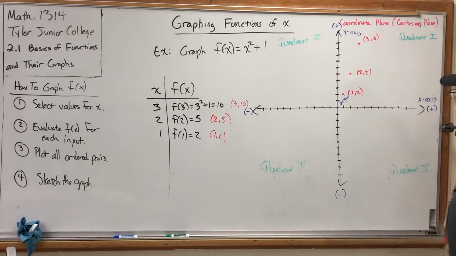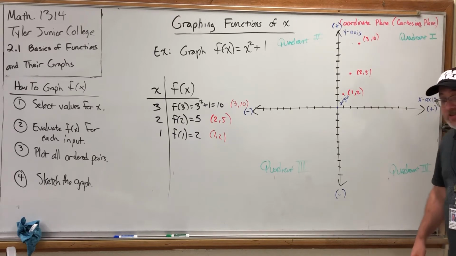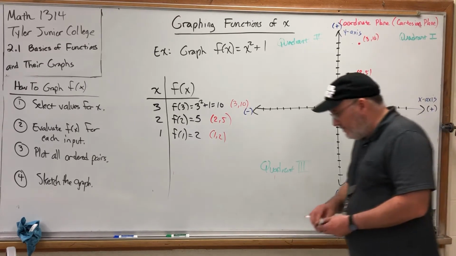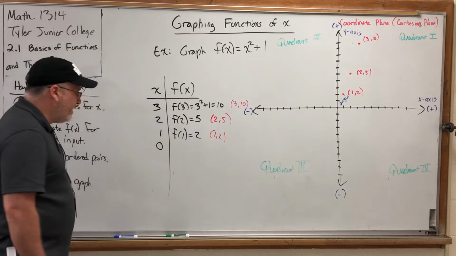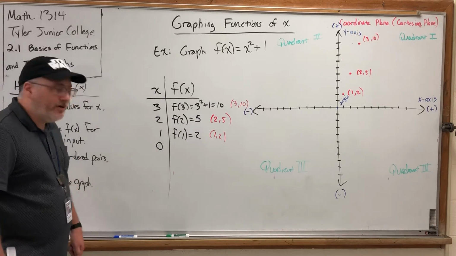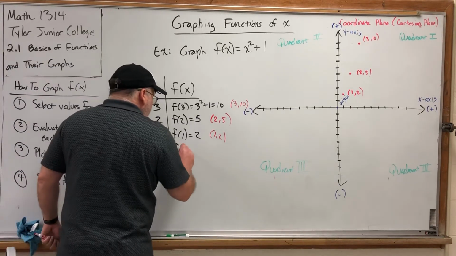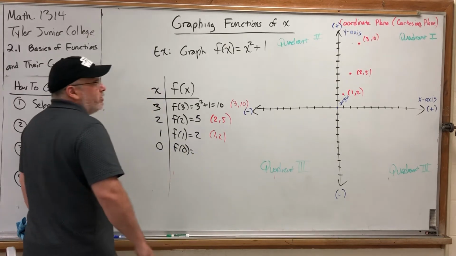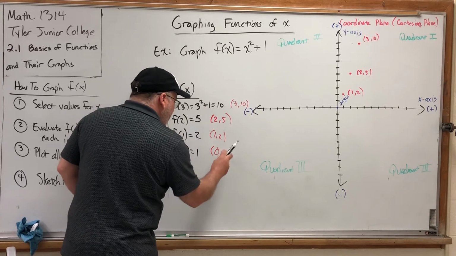And it might look like it's a line, but unless you know it's a line in advance, don't just settle for weak evidence like this. Let's put in the next value, 0. And by the way, these numbers don't have to be in any particular order. I'm just doing something that's easy to figure out: 3, 2, 1, 0. If we put in 0, 0 squared is 0, plus 1 is 1. Our next ordered pair is (0, 1).